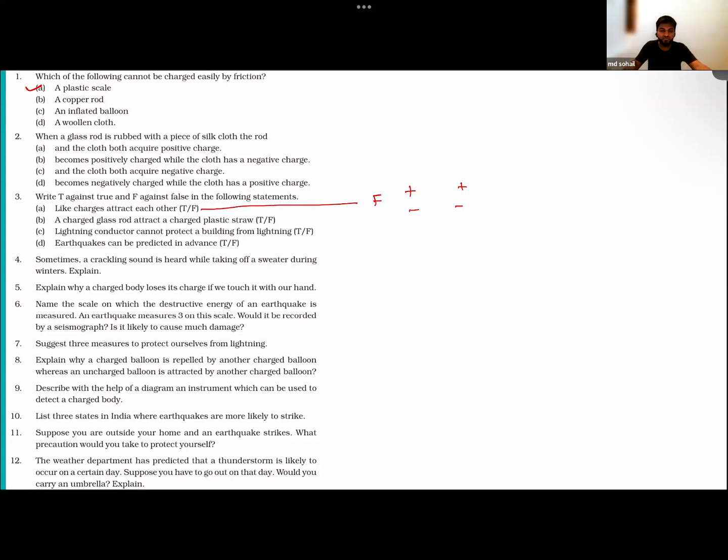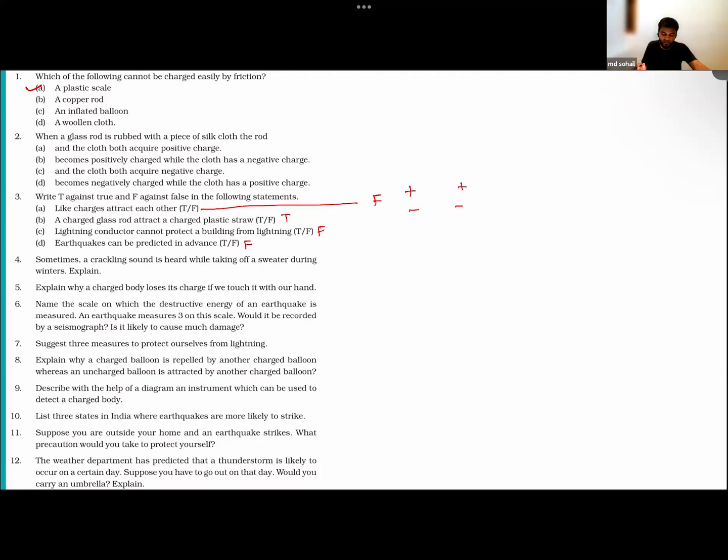Okay, see next one. A charged glass rod attracts a charged plastic straw. Yes, that will attract it. Since both of them are charged, they will attract it. See the third one, lightning conductor cannot protect a building from lightning. That is obviously false. Earthquakes can be predicted in advance. That's false. We cannot predict in advance, right?